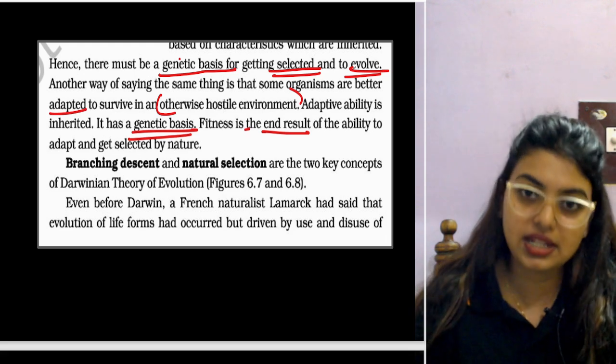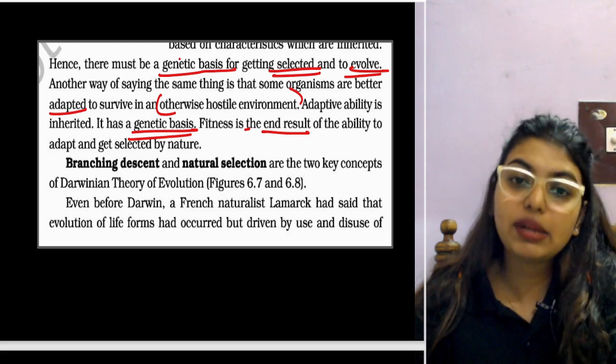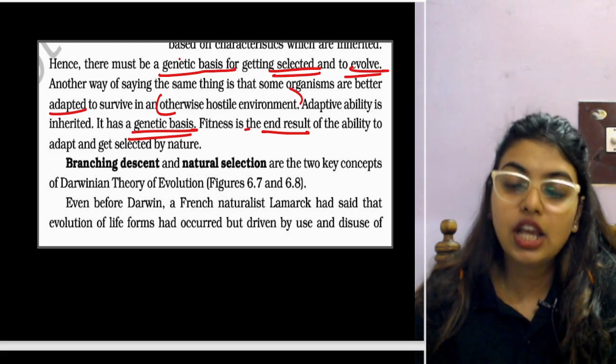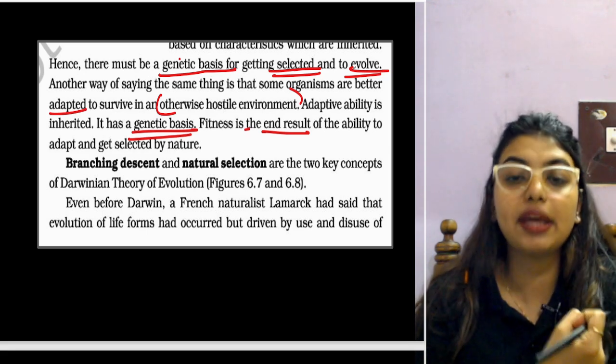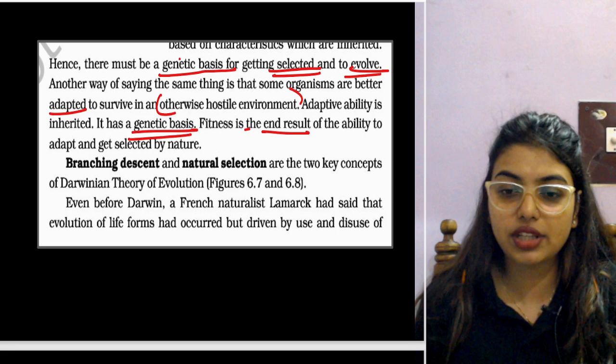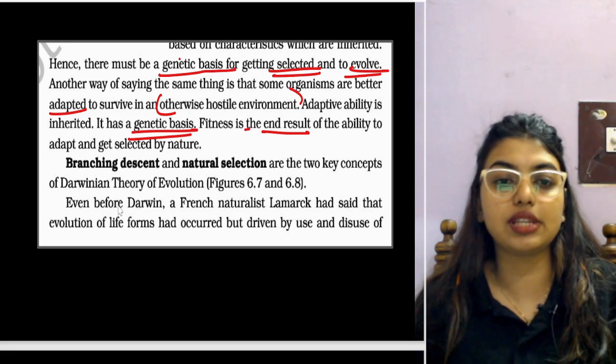Skin was already present, it was already formed, and it was doing the job of protecting us. So like that, there should be some characteristics that have been inherited from the parents, so I will be able to survive, is what they are trying to say. Clear what they're trying to say?